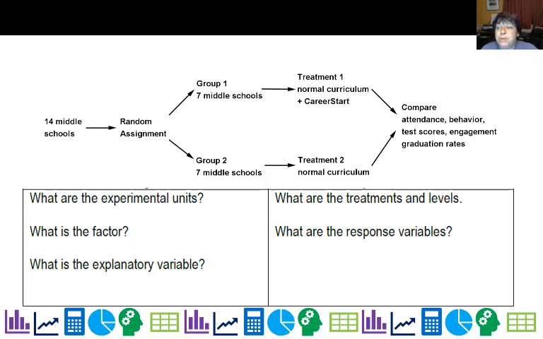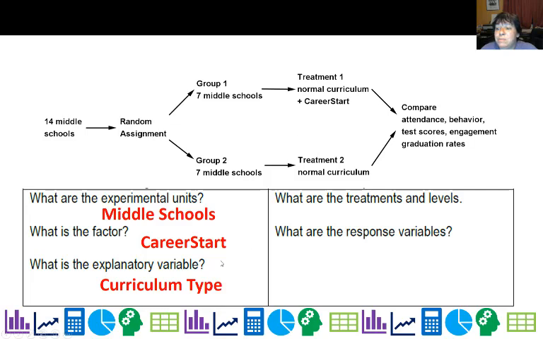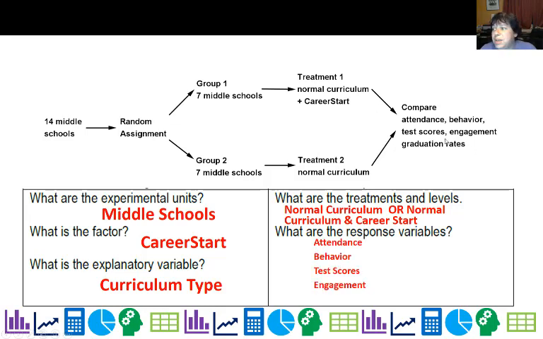What are the experimental units? The middle schools. The factor is Career Start. We think that's going to create a difference. The explanatory variable is the curriculum type. Very often these two are very much related, the factor and the explanatory variable. The treatments, well, we're going to get normal curriculum or normal curriculum and Career Start, so that would be the levels. And the response variables are all these. We're going to compare attendance, behavior, test scores, engagement, and graduation rates.